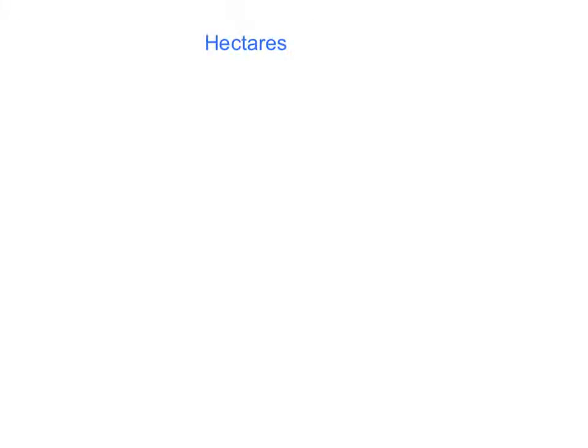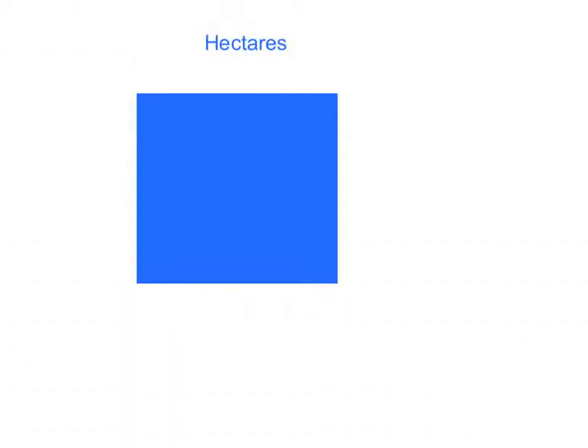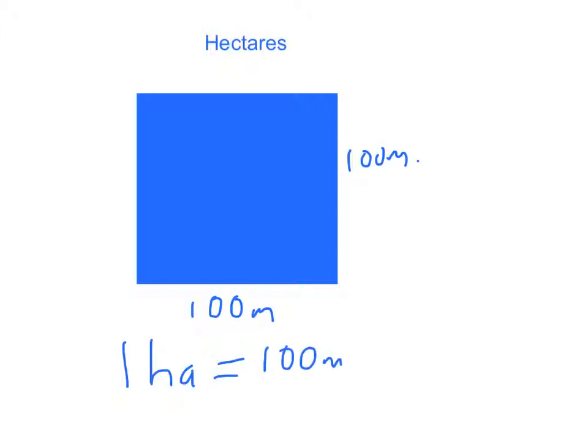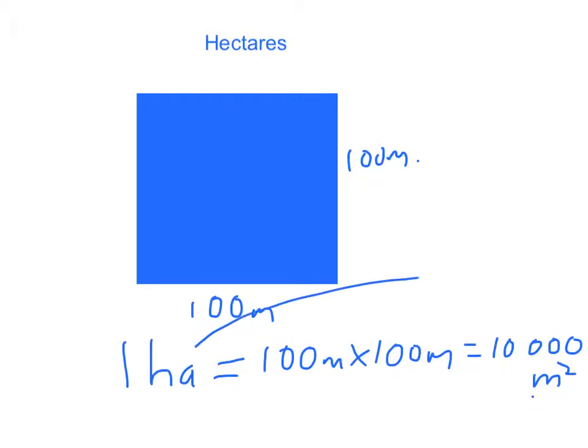Hectares are an unusual measurement. They're a measurement of area. So 1 hectare would be the same as measuring a square that is 100 metres by 100 metres. So our conversion would be 1 hectare is equal to 100 metres by 100 metres, which is 10,000 square metres. So to convert from hectares to metres squared, we need to multiply by 10,000.